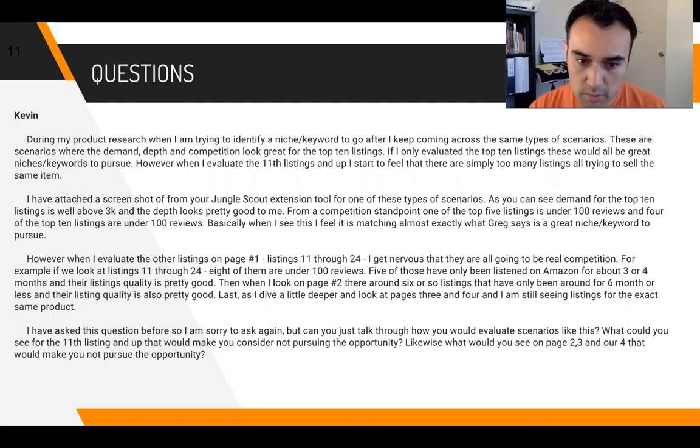Then when I look at page 2, there are around 6 or so listings that have only been around for 6 months or less, and their listing quality is also pretty good. Lastly, as I dive a little deeper and look at pages 3 and 4, I'm still seeing listings for the exact same product. Can you talk through how you would evaluate scenarios like this? What could you see for the 11th listing and up that would make you consider not pursuing this opportunity? Likewise, what would you see on page 2, 3, and 4 that would make you not pursue the opportunity?